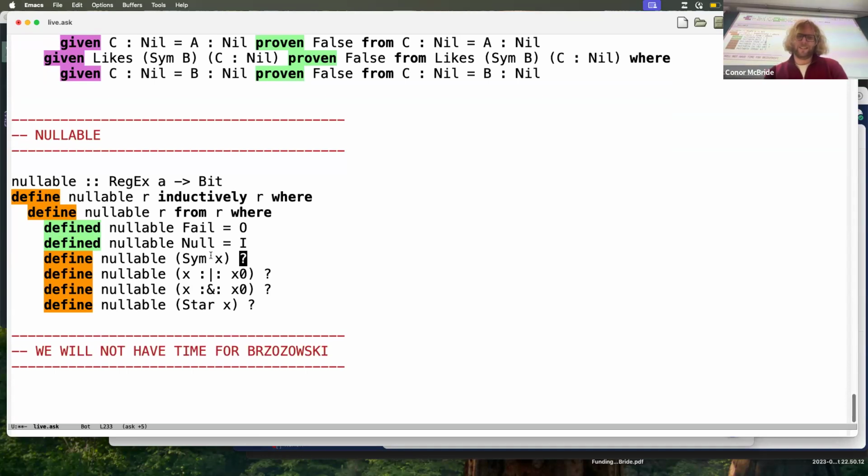So sim(x), that was the expression that liked exactly the string, the character x, right? So the string x followed by nil. Does this like the empty string? No, because the empty string is not the same as the character x followed by the empty string, right? So that's false. Okay, so that's easy so far.